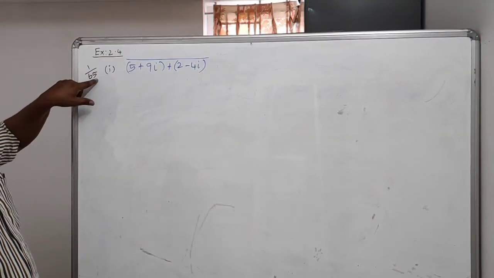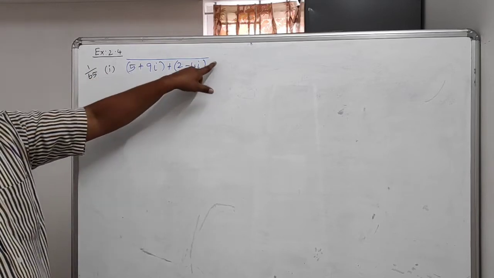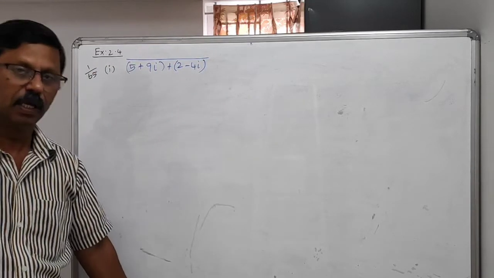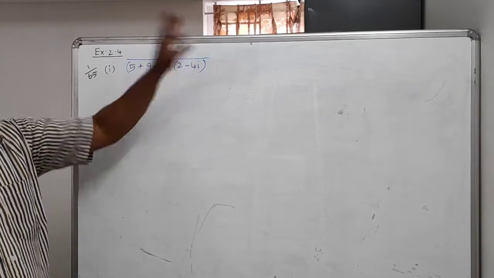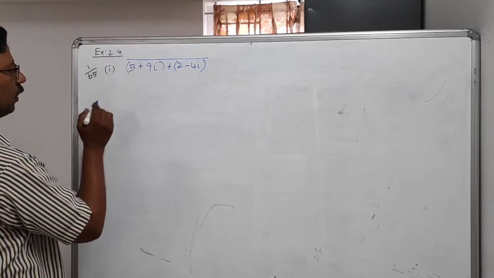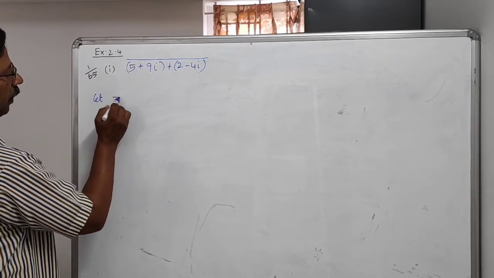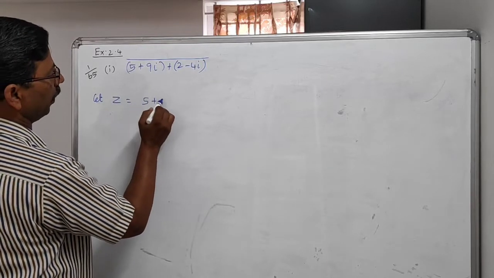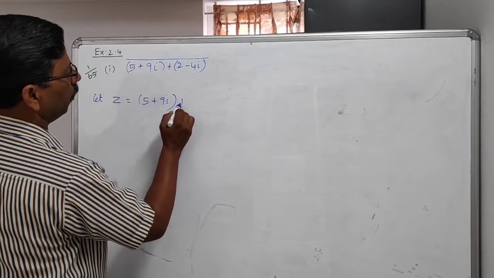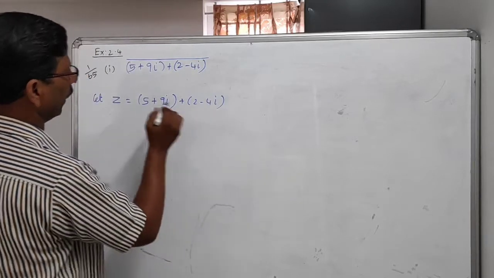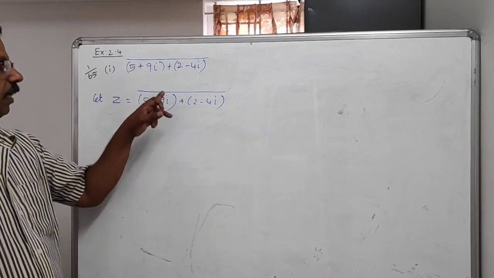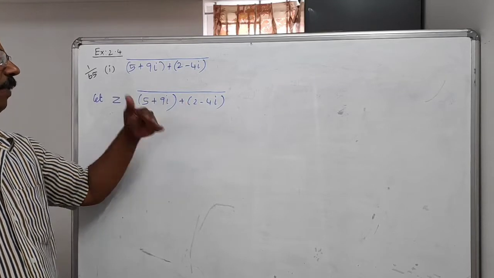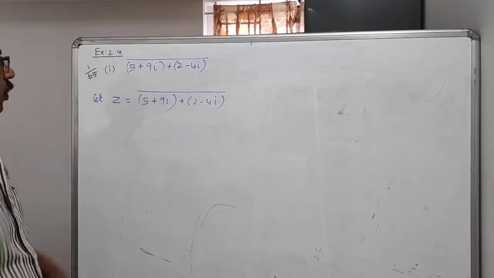Let us see the next problem. It's example 2.4 given at the page number 65. You have to rewrite this complex number into the rectangular form. Now it is not in the rectangular form. See here we have the sum of two complex numbers, and you have to take the conjugate. For that, you can assume the given number as z. Let z is equal to (5 plus 9i) plus (2 minus 4i). This is the conjugate of the sum of two complex numbers. We know the property, the conjugate of the sum of two complex numbers can be written as the sum of their conjugates.